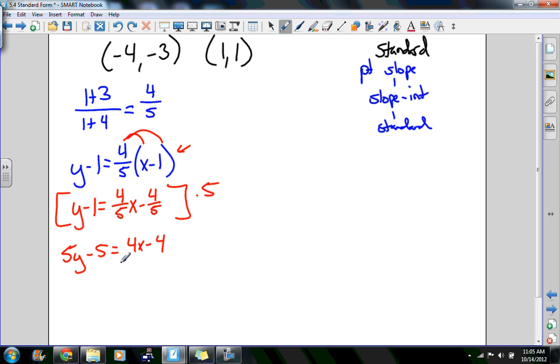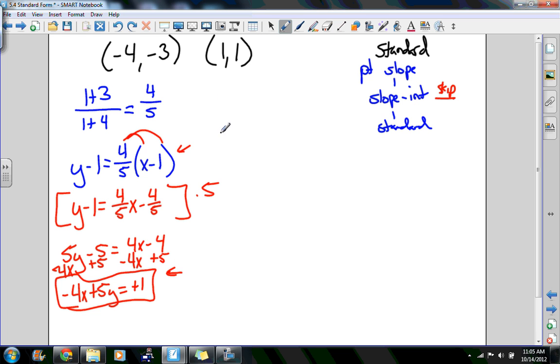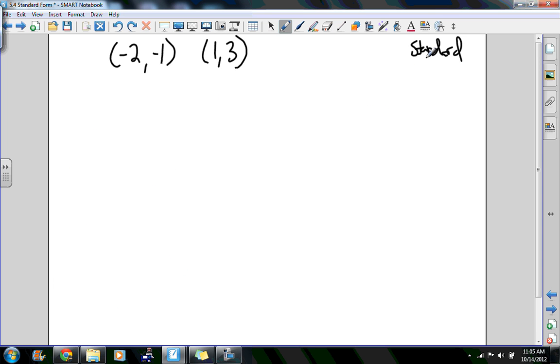Now to get all the x's on one side, I'm going to subtract 4x. So I get negative 4x plus 5y. Now I'm going to add 5 to both sides. And it gives me positive 1. So early on when I said that you have to go from here to slope-intercept form, you can skip this if you know how. You don't have to, but you can. So that's our answer down here on the bottom. We did a ton of work to get to it, but that is our answer. I'd like you to try this one on your own.